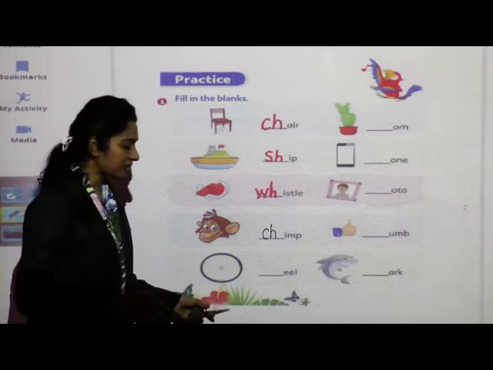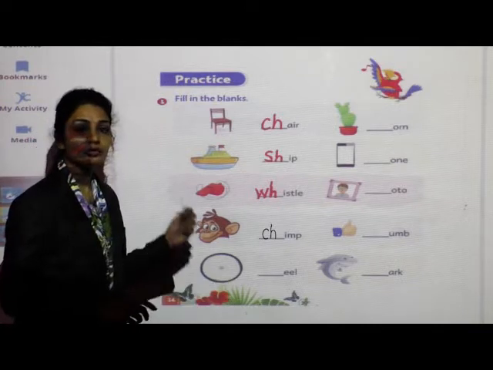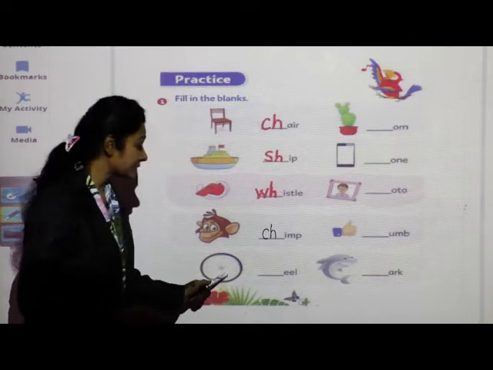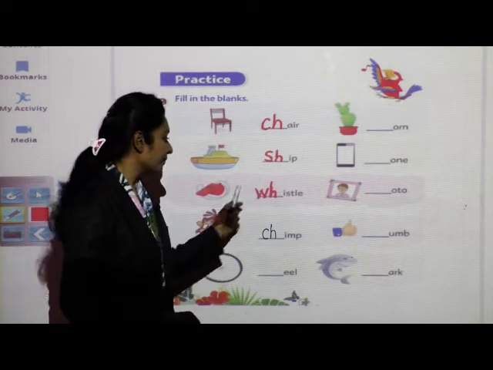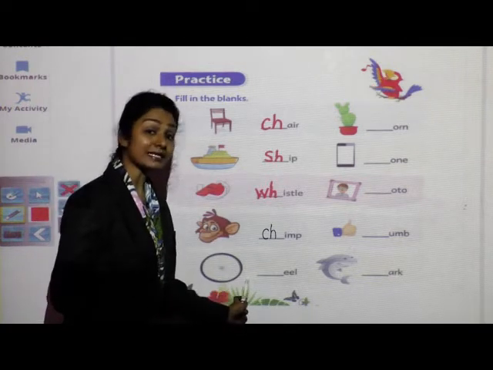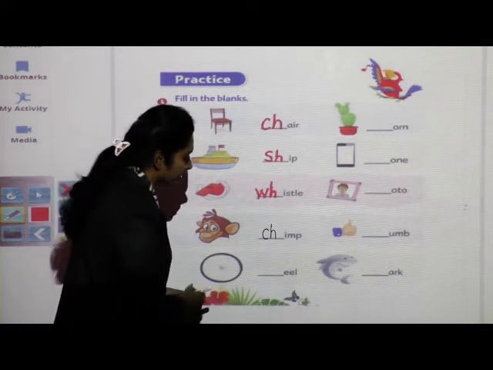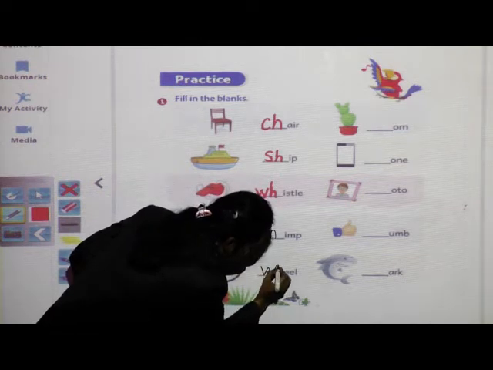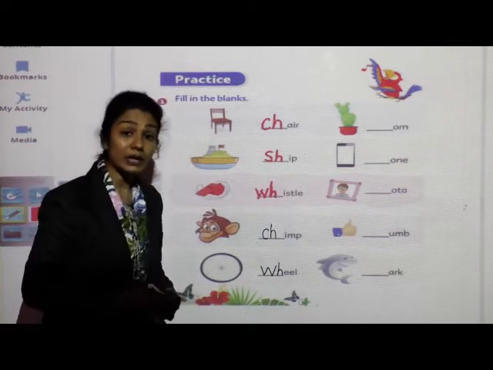Now come to the next picture, all of you. Look at the board. Which picture is this? Use your logic. Observe neatly. Yes, this is a wheel. Now children, if you will observe one thing, here whistle we have already written, and the name of this picture is wheel. So what should we write over here? Yes, very good. Right here WH, double E, L. Wheel.